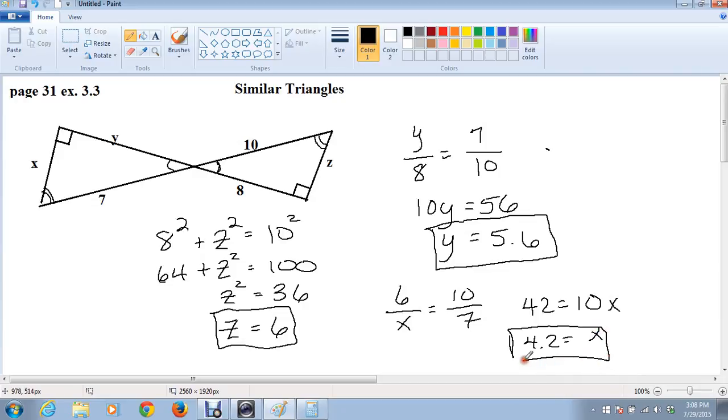So we found all the missing parts using proportions and using the Pythagorean theorem. So with similar triangles, you definitely need to know how to figure out if two triangles are similar and be able to find the missing parts using proportions. So that is a review of that concept. And that's all there is to it.